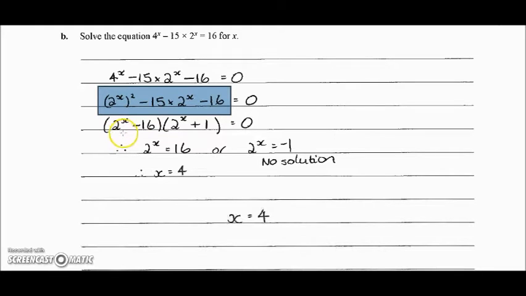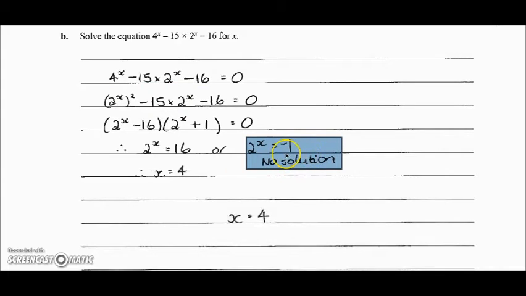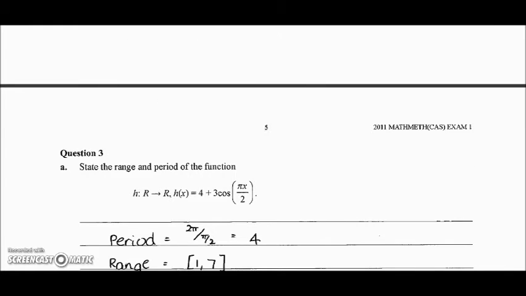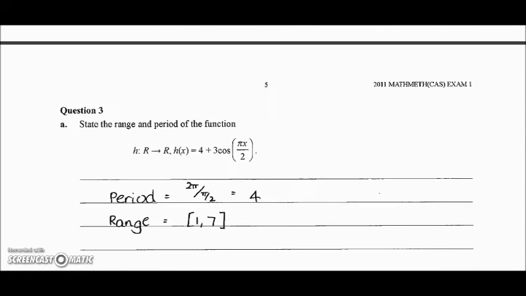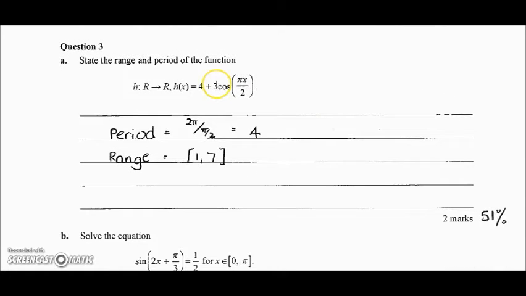I haven't bothered with the pronumeral, I've just factorized it straight away to (2 to the x minus 16)(2 to the x plus 1). So 2 to the x is equal to 16, or 2 to the x is equal to -1, according to the null factor law. This has got no solution. Make sure you actually write that. So x is equal to 4, as 2 to the 4 is equal to 16. How many got that right? 28%. Rubbish. Alright, moving on.